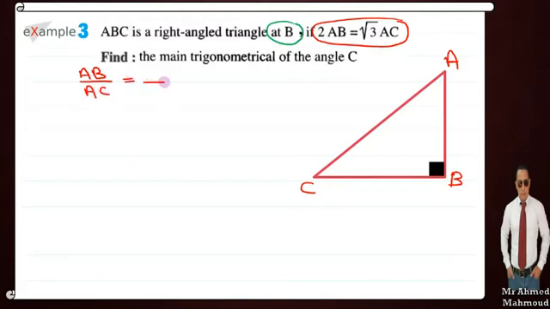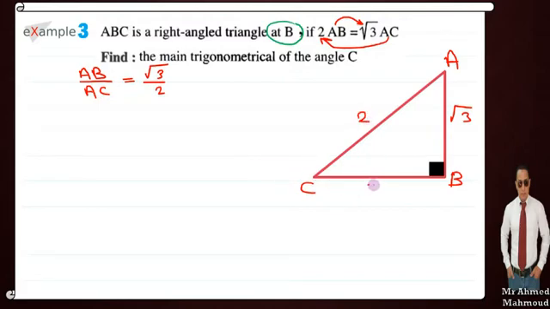AB over AC. 2 times AB equals root 3 times AC, then AB takes the ratio root 3 and AC takes 2. Okay, then the ratio opposite to AB is root 3, and the ratio opposite to AC is 2. Again, AB takes the ratio root 3 and AC takes the ratio 2. Then opposite to AB I will write root 3, and opposite to AC I will write 2.